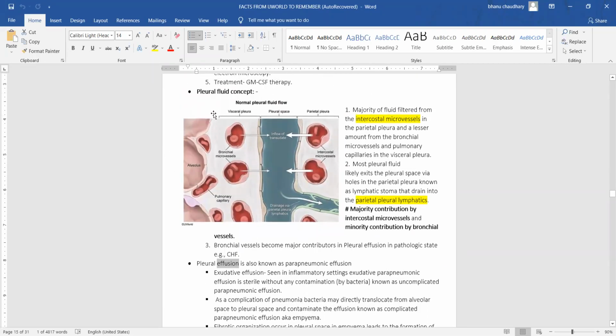We have discussed that in a normal patient, the intercostal vessels form the majority of this fluid, while the minority is formed by the bronchial vessels and the pleural vessels. Whenever you have some kind of heart failure, the bronchial vessels and pulmonary vessels become the major contributor of the pleural fluid.